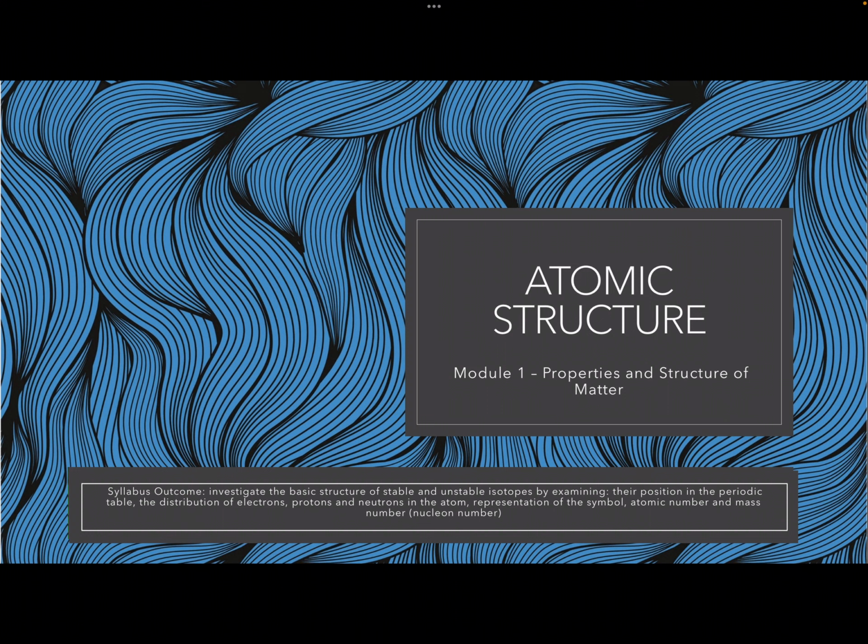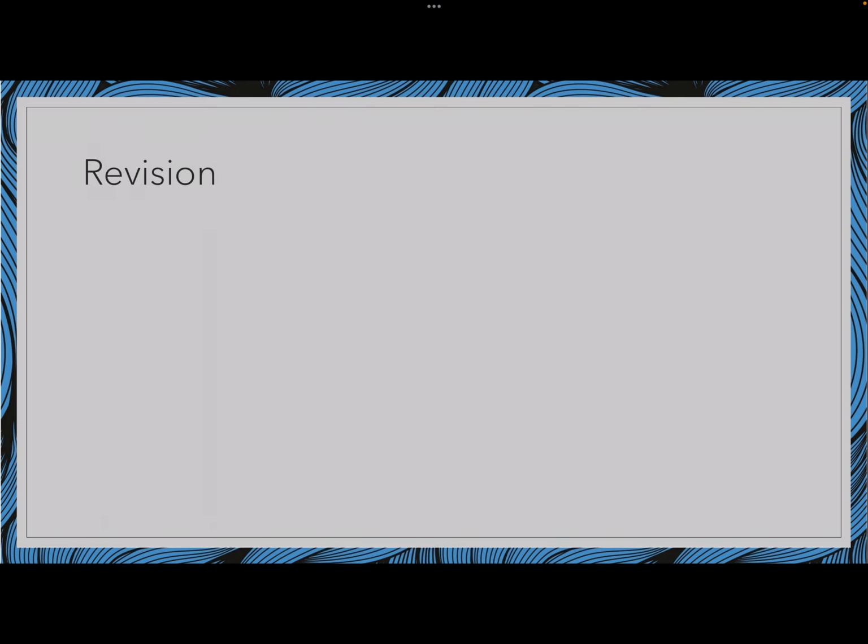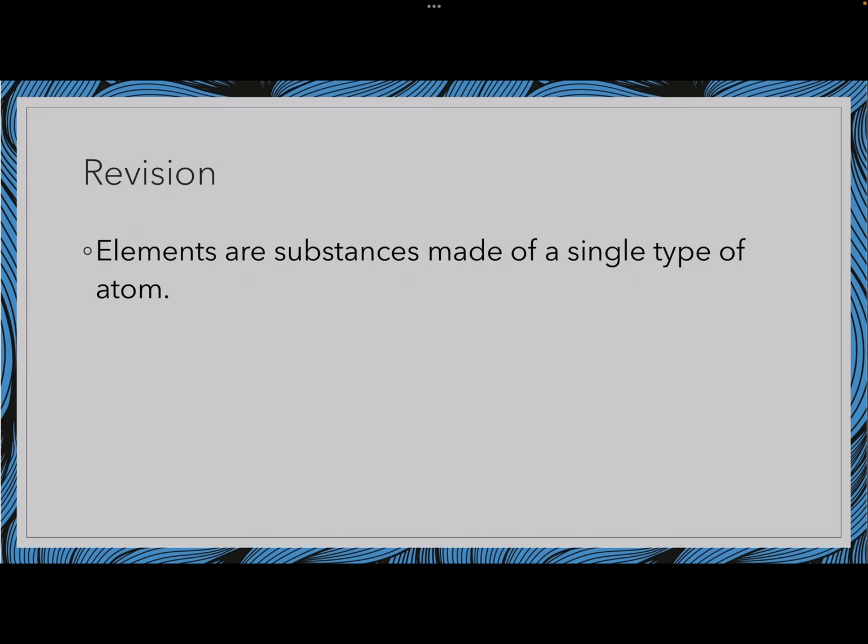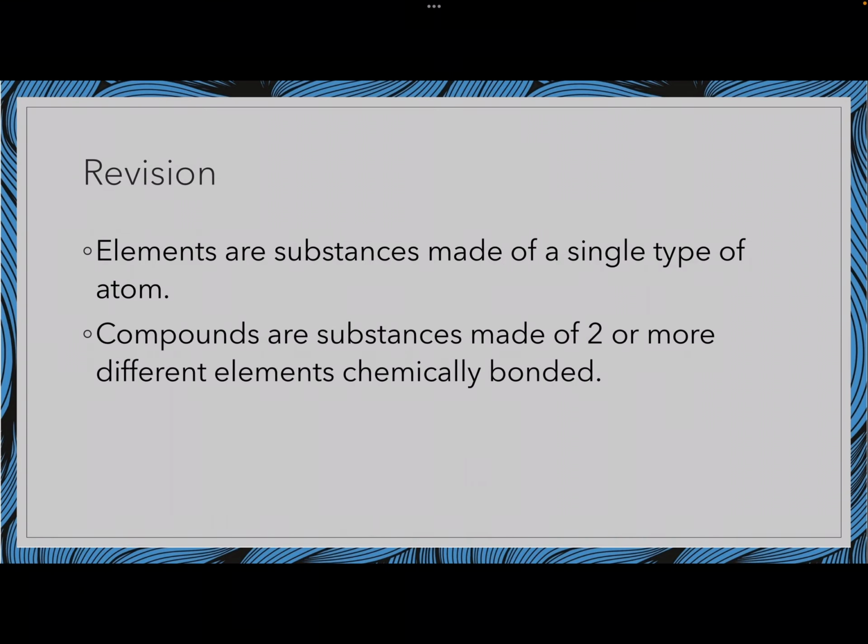So if you haven't done the revision questions, pause now, have a go at them. If you have done them, let's go through the answers. So firstly, elements are substances made up as a single type of atom. Okay, so remember, elements are just the one type of atom. As soon as we introduce second ones, they're compounds. So compounds are substances made up of two or more different elements chemically bonded.